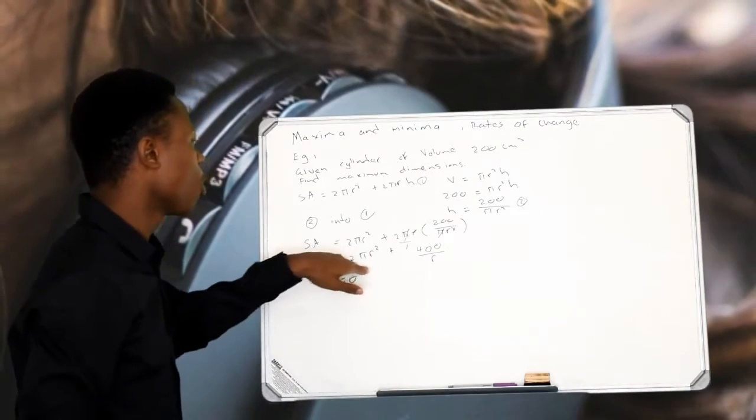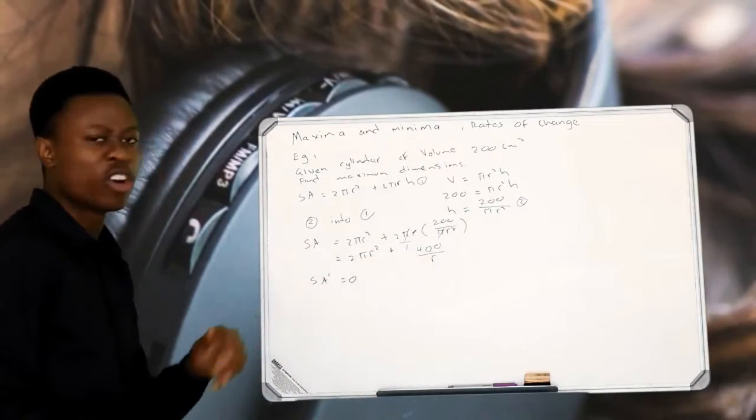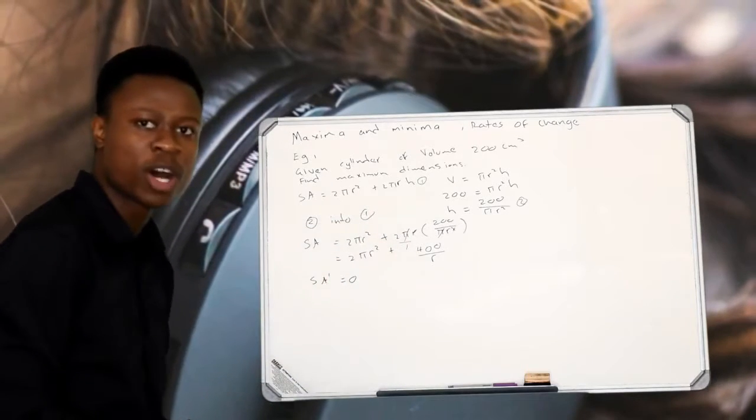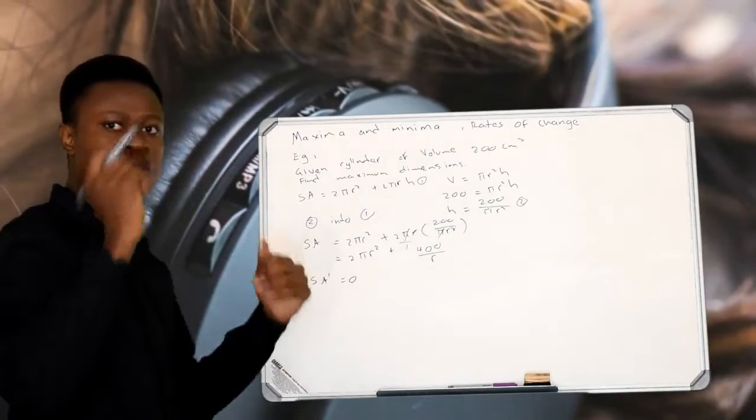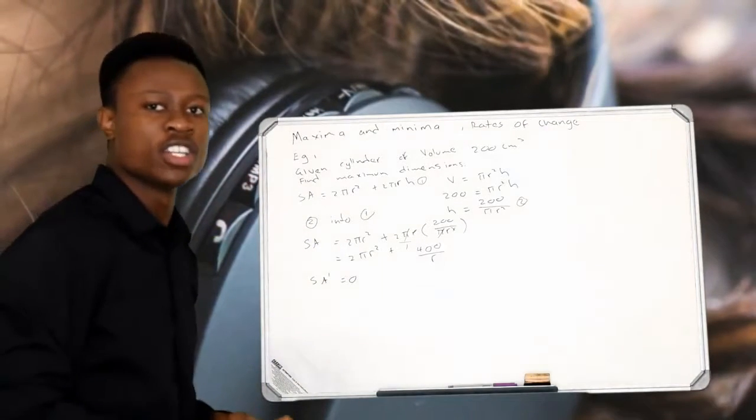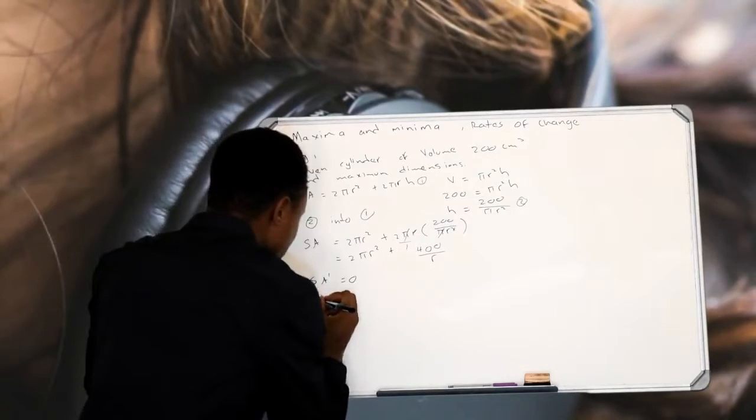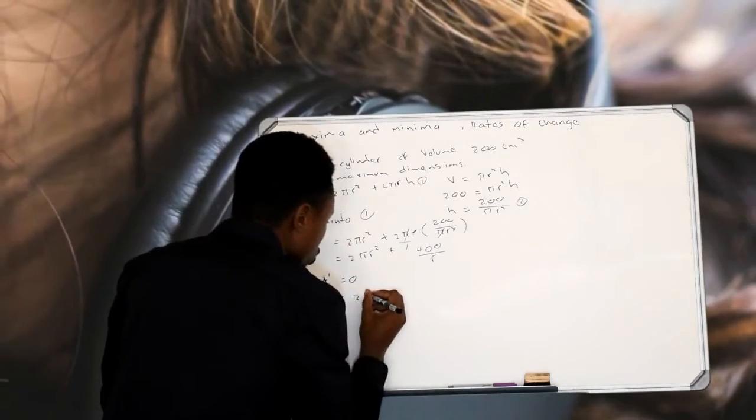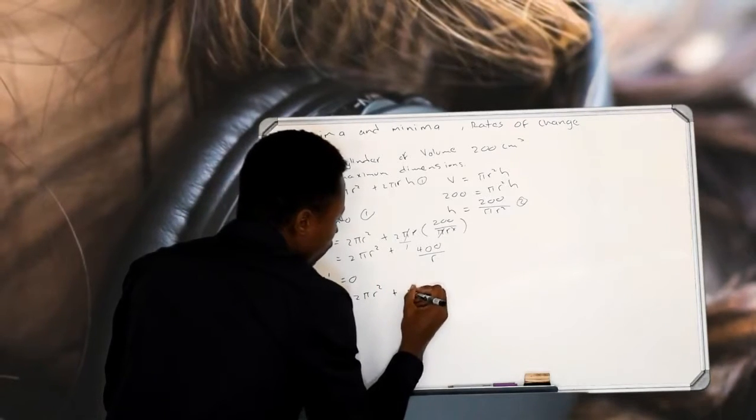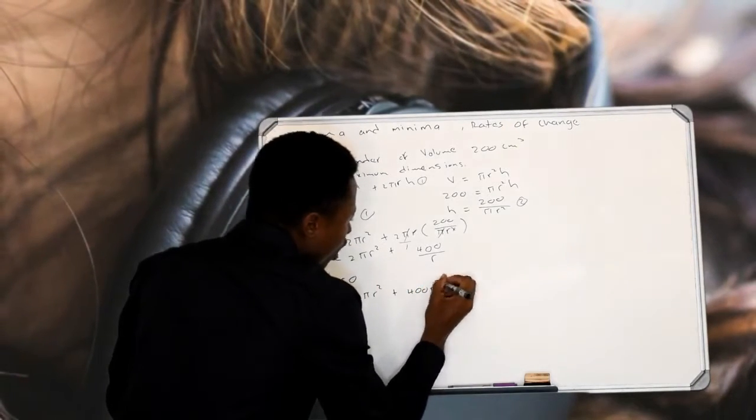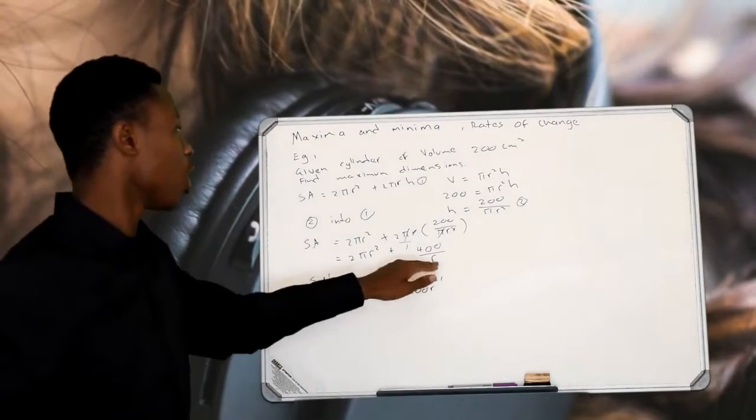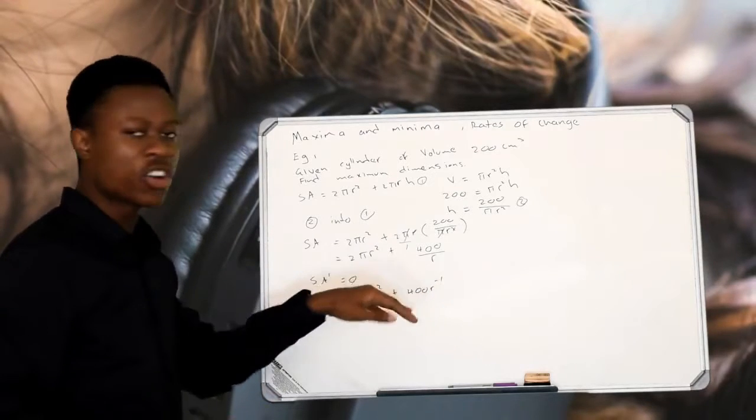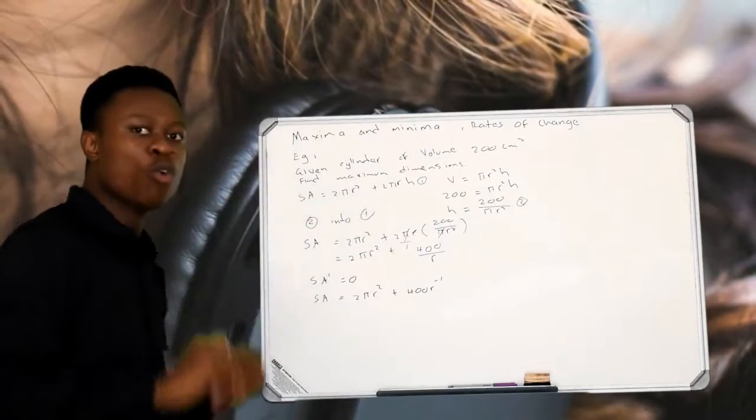But it's not in the right format to derive, because I don't know how to derive 400 over r. I want to derive r in terms of r. So how do I derive r at the bottom? I have to get it to the top first, because that's one of the prerequisites of deriving. So SA, because I haven't derived it yet, I write SA, not SA prime. So this becomes 2 pi r squared plus 400 r to the power of negative 1. Because if I bring the r from the bottom to the top, I have to make it negative 1. Because r to the negative 1 is the same as 1 over r.